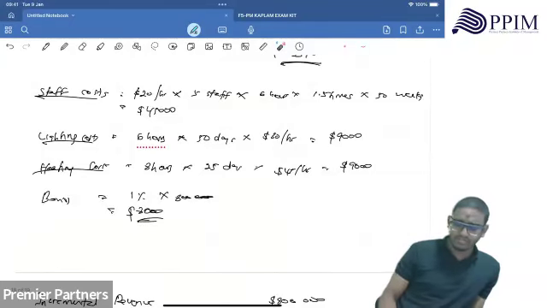The staff cost is pretty straightforward. You're paying $20 per hour. You're going to have 5 people employed there, 6 hours per day, and you're going to pay them overtime of 1.5 times. So that is a total of 45,000 for 50 weeks. Lighting cost is straightforward. You own the lights for 6 hours, 50 days, 20 per hour.